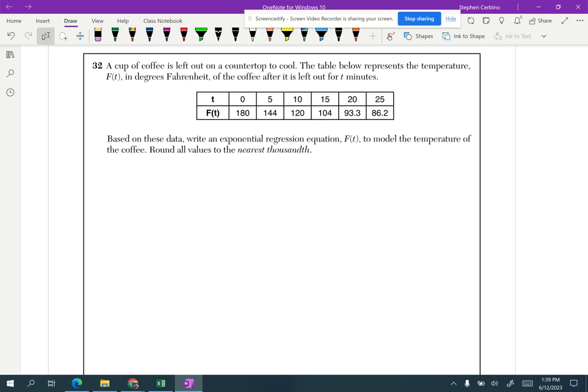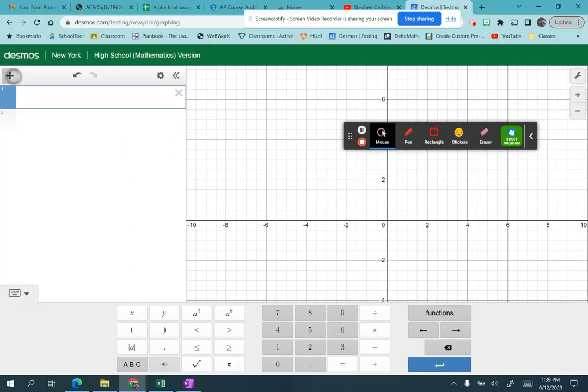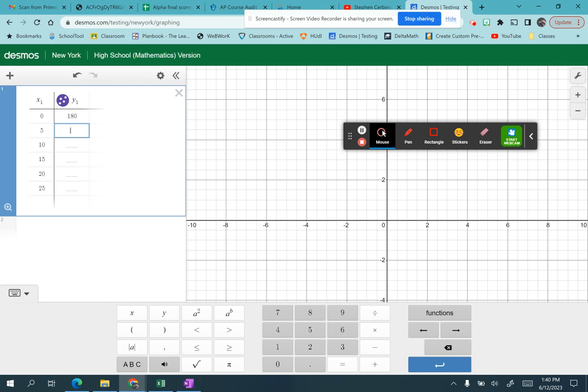Next one, we just did regressions, and remember we could do this right on our calculator. So I'm just going to show you how to do that real quick. Add a table. In the x1 column, we're going to put our x values, so 0, 5, 10, 15, 20, 25. In the y column, we'll put our numbers: 180, 144, 120, 104, 93.3, and 86.2.